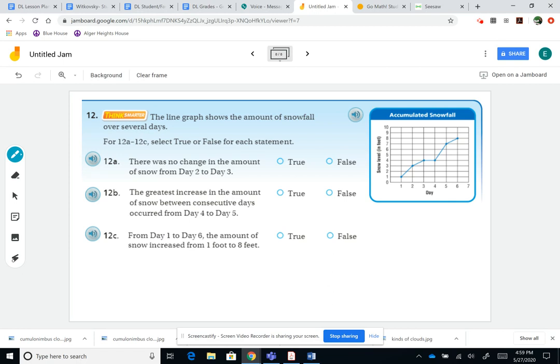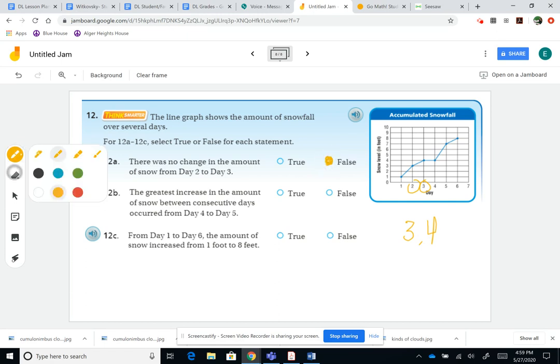Okay, so the line graph shows the amount of snowfall over several days. For 12A through 12C, select true or false for each statement. And I'm going to use yellow because I think it'll show up pretty well. A, there was no change in the amount of snow from day 2 to day 3. Well, day 2 had 3 inches and day 3 had 4 inches. Those are not the same, so the answer is false.